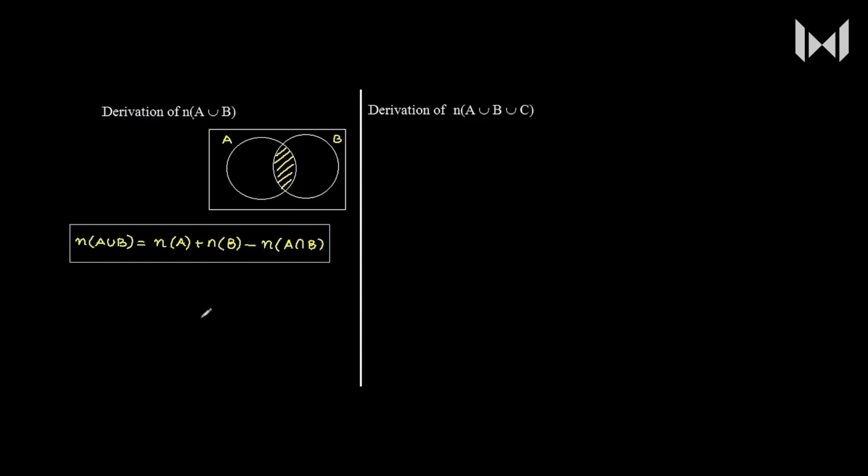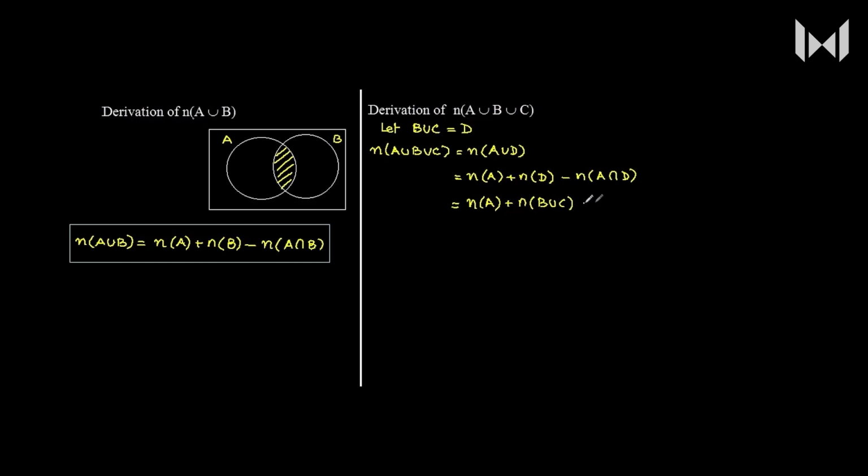Now to find the number of elements in A union B union C, what we do is we start with let B union C be equal to say D. So n of A union B union C becomes n of A union D. Now using the formula which we wrote on the left, we get the number of elements in A plus the number of elements in D minus the number of elements in A intersection D. Now we will resubstitute the value of D, and so we get n of B union C minus n of A intersection B union C.